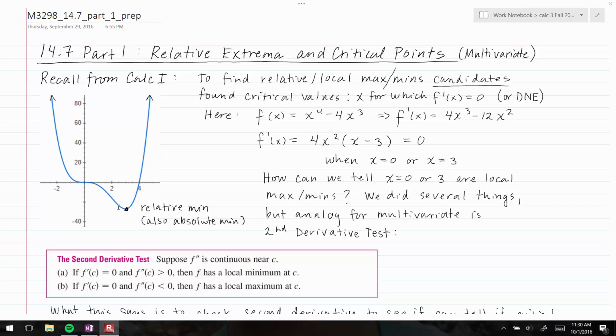I should define a little better what it means to be a local min in terms of the neighborhood. See this point right here at the relative min. What this means is you take an open interval about that point, and its z-value is less than or equal to every other z-value in that neighborhood, on that open interval. That's the technical meaning of a relative minimum, and certainly an absolute minimum also satisfies that definition.